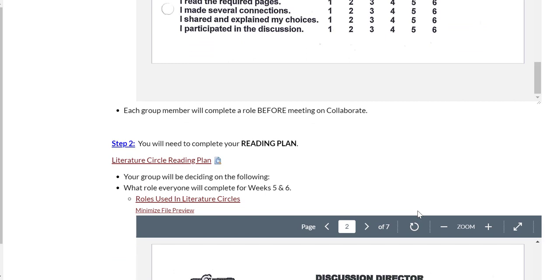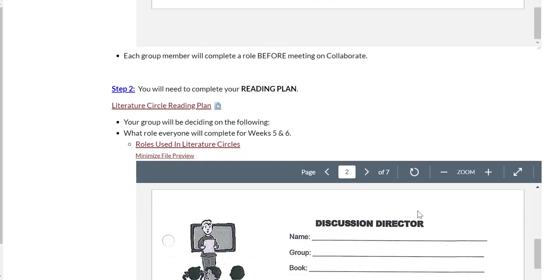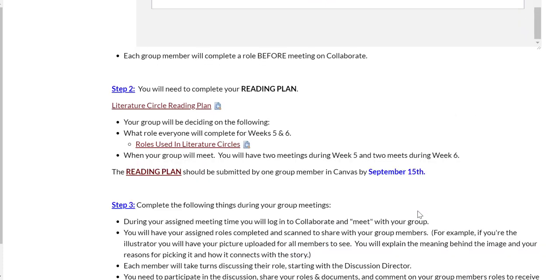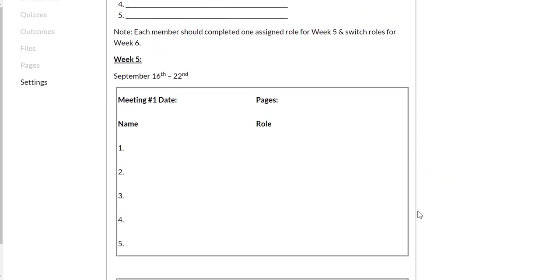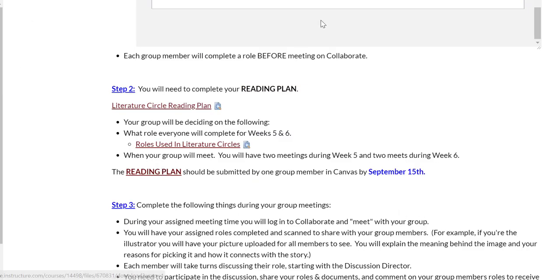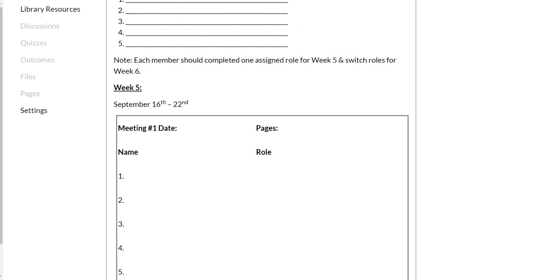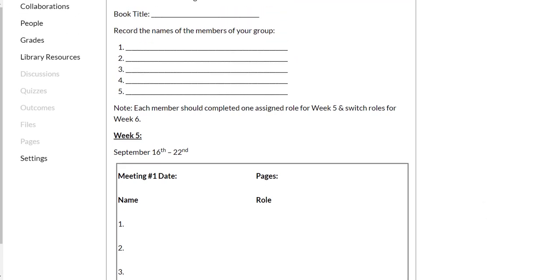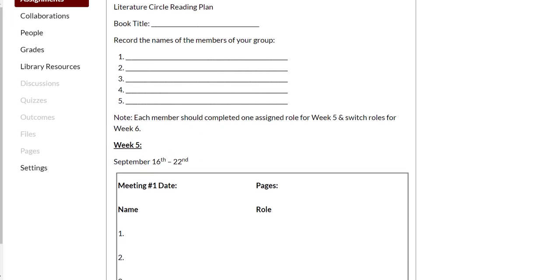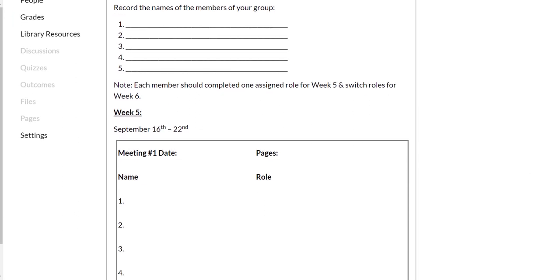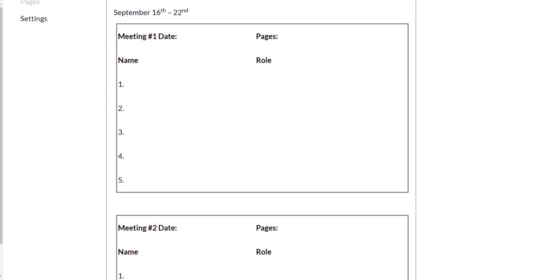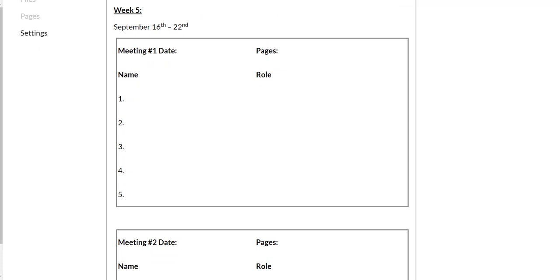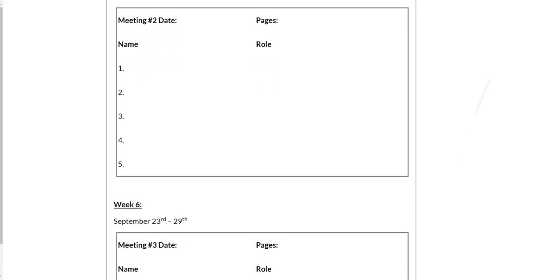What needs to be done this week for literature circles is your reading plan. This is basically where you map out your plan. This is the link for your reading plan, which is right here. It's not really any work for this part. Your group just needs to decide on, okay, I'm going to do this role and you do this role. Go ahead and put all of that in writing for me, and set your dates when you're going to meet. So you need 2 times in week 5 and then 2 times in week 6.